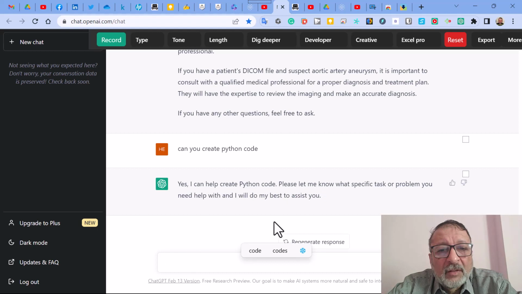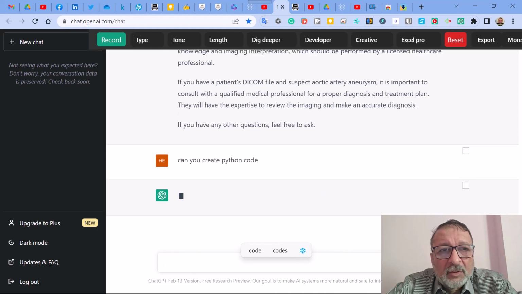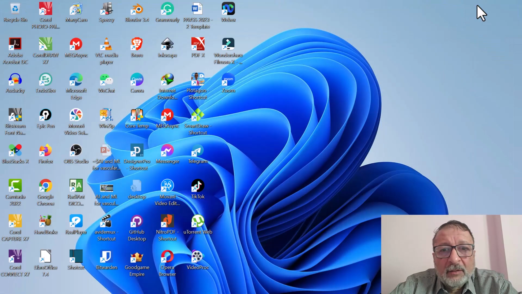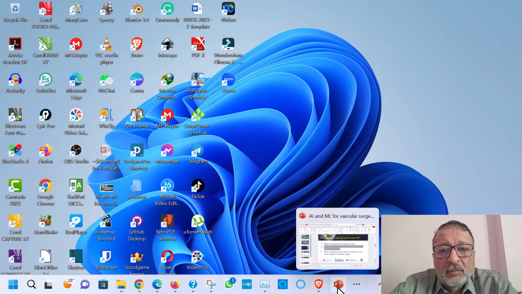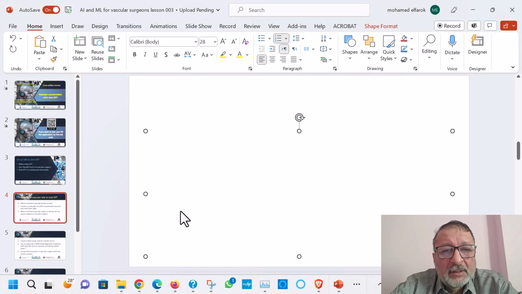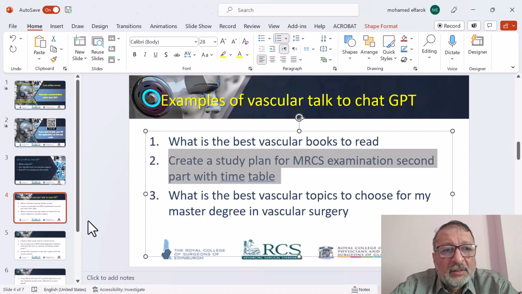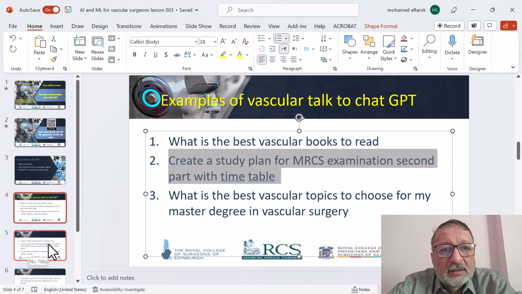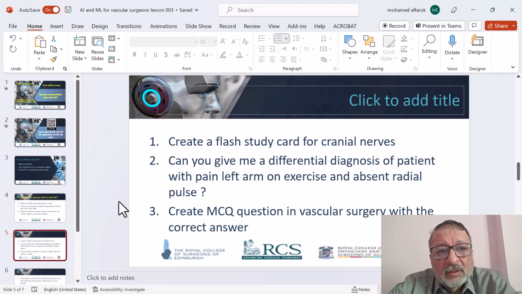Okay, so we'll go back to our presentation. I just wanted to give you a glimpse what this terrific, excellent tool that can help you. We have discussed disease questions, how to create flash study card. It can give you differential diagnosis. This is one of the beautiful as well. If you want a question for revision, we'll go back to ChatGPT.